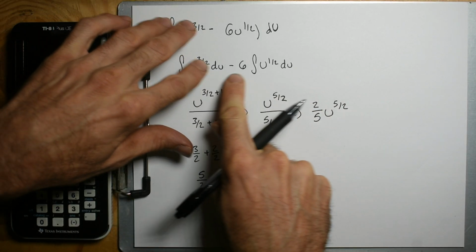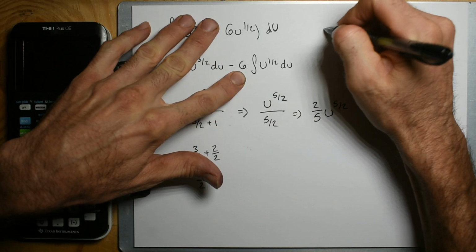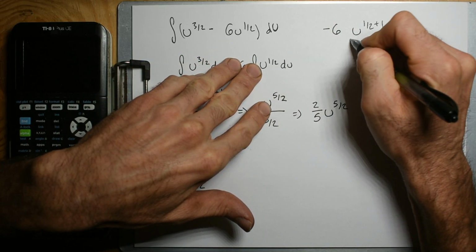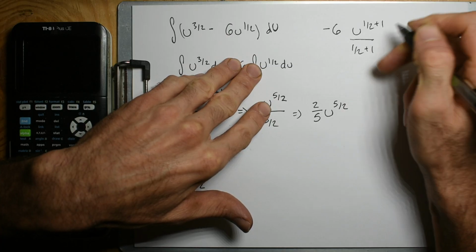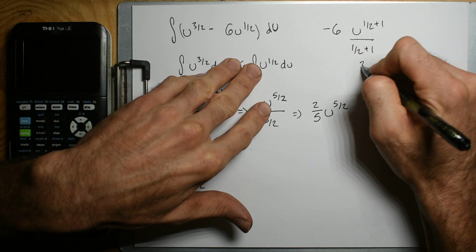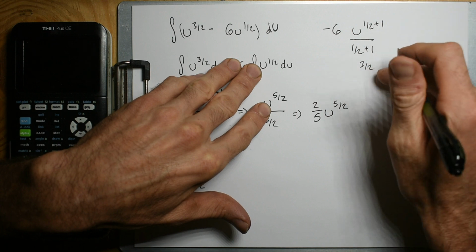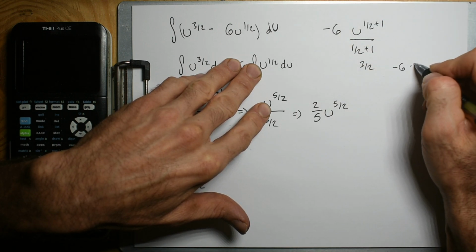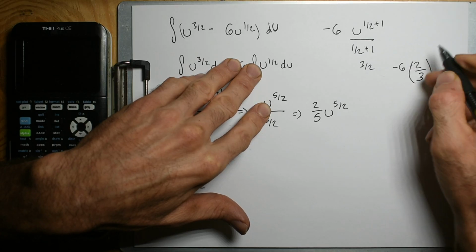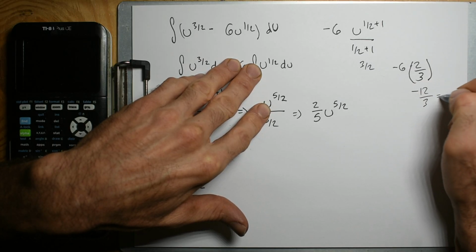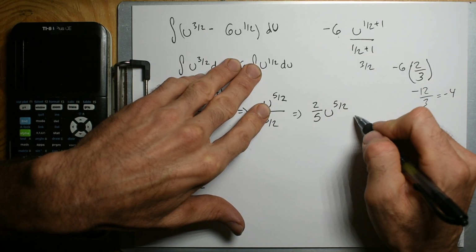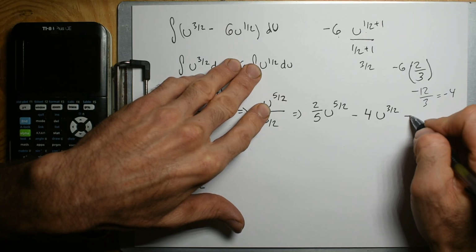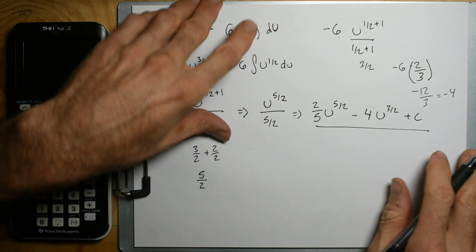That was this one. And then this one is going to be -6. This power is going to be u to the 1/2 plus 1 divided by 1/2 plus 1. That's going to be u to the 3/2 divided by 3/2, which is the reciprocal 2/3. So I'm going to have -6 times 2/3, and this is a multiple. That's going to be -12 divided by 3, which is -4. So that's the constant out here, minus 4, and then we have u to the 3/2 plus a constant. So we're done. And now we want to check this.